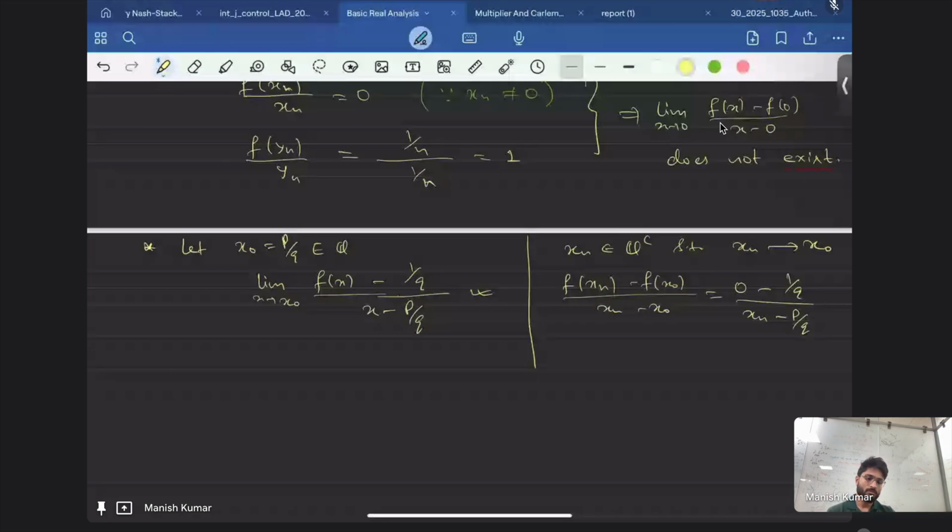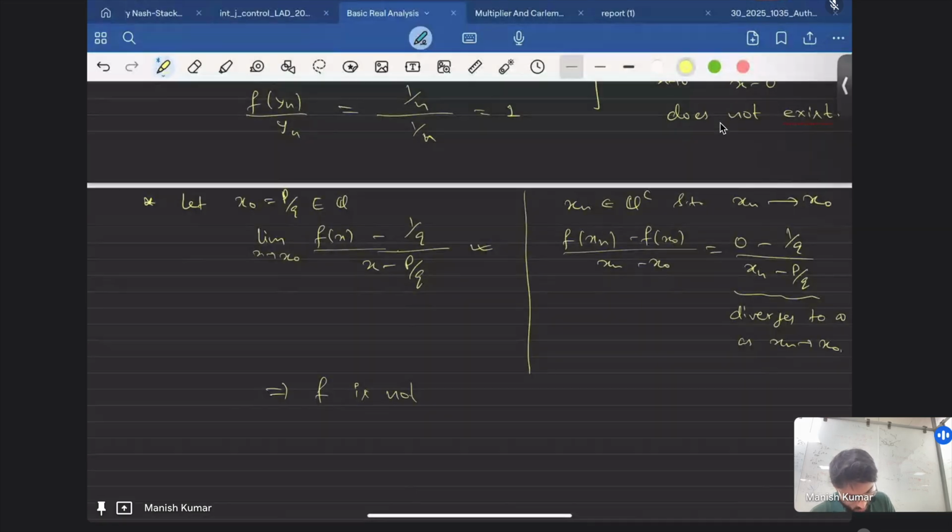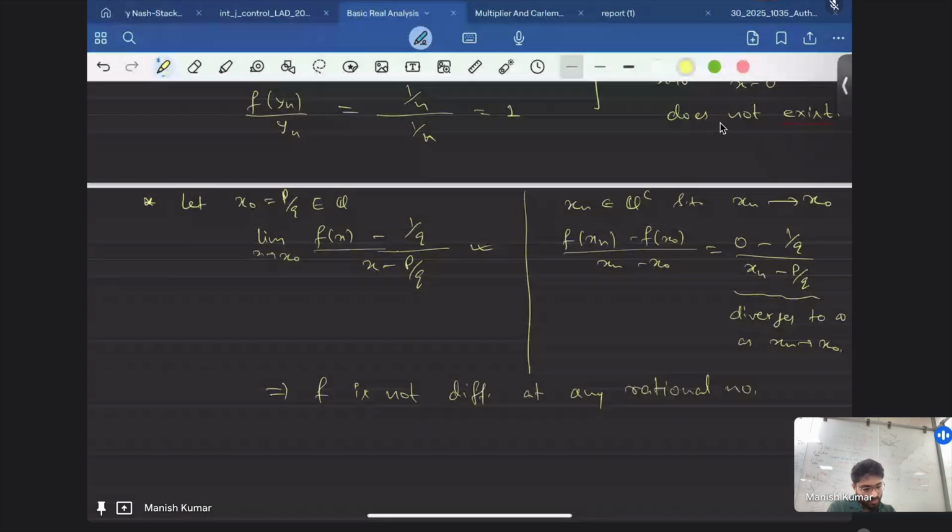So this tells you that f is not differentiable at any rational number. Now you will have to check at the irrational numbers, the complement of Q. So you have to check the limit again, the same thing. In this case, let's take a sequence. I think the limit will be 0, sir. You are saying the limit will be 0.